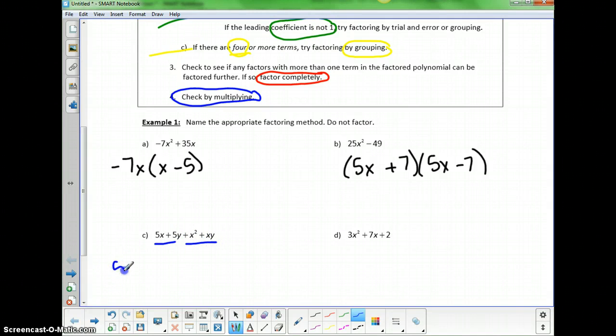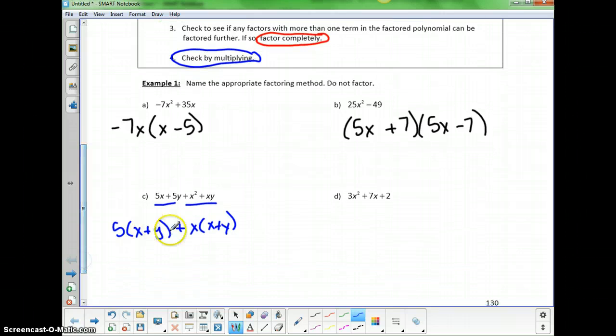The first group has a 5 in common. If I take that out, I'm left with x plus y. The second group has an x in common. If I take that out, I'm left with x plus y. Now it's only halfway done. X plus y is common, so I'm going to take that out.